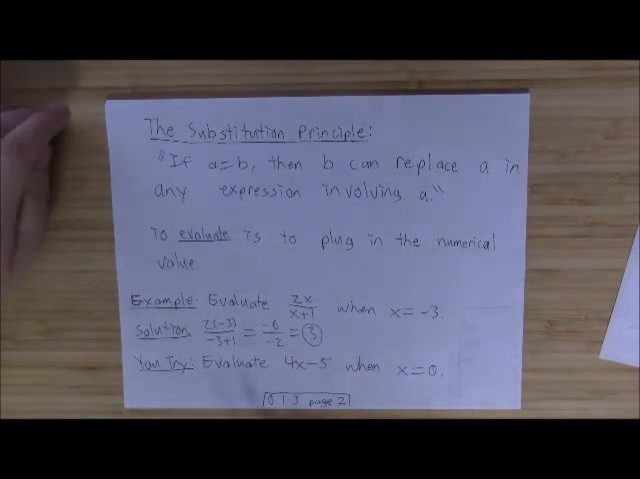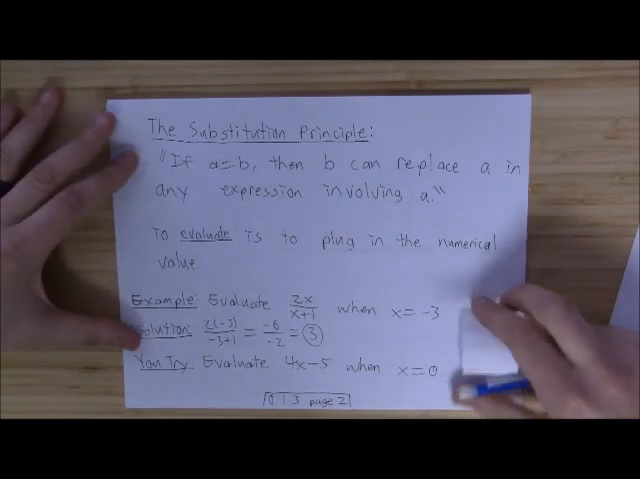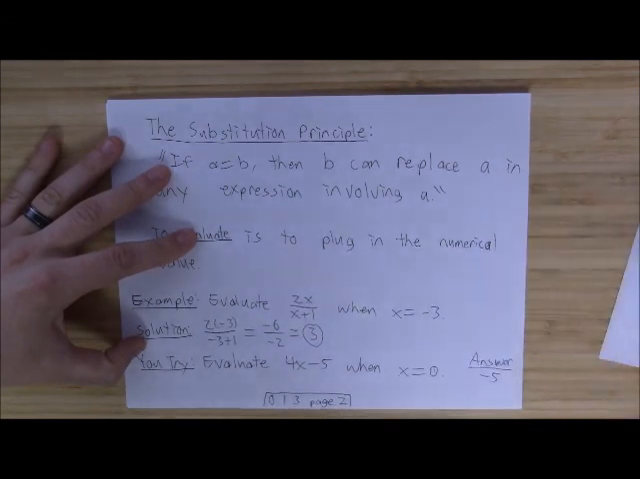Next, let's go ahead and have you try a problem. Evaluate 4x minus 5 when x equals 0. The answer is negative 5.